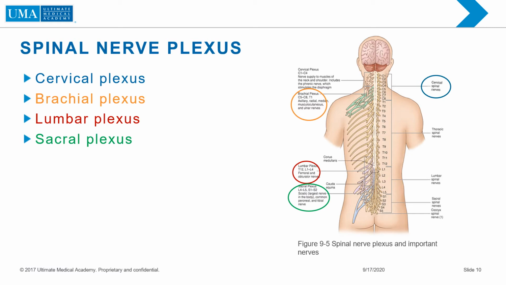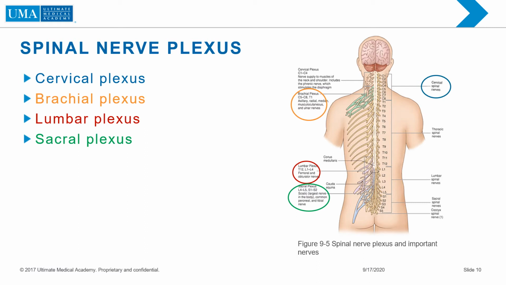Lumbar plexus is the next one, and this is T12 and L1 to L4. This supplies motor movement to the buttocks, anterior leg, and thigh, and receives messages from these areas. The femoral nerve is part of this group and stimulates the hip and the leg.